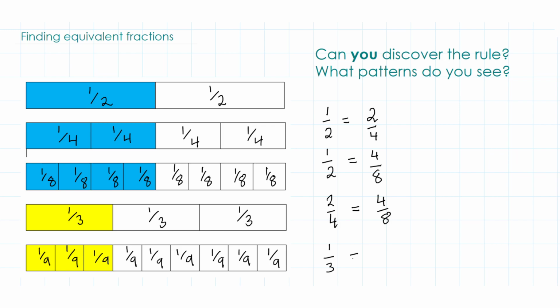1/3 is equivalent to how many ninths? Can you see? Look. It's exactly the same as 1, 2, 3 ninths. So 1/3 is equivalent to 3 ninths. So we've got 4 sets of equivalent fractions.